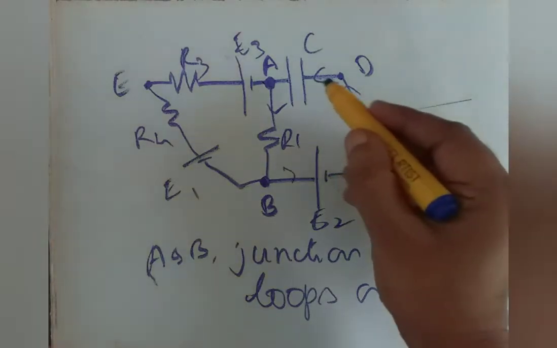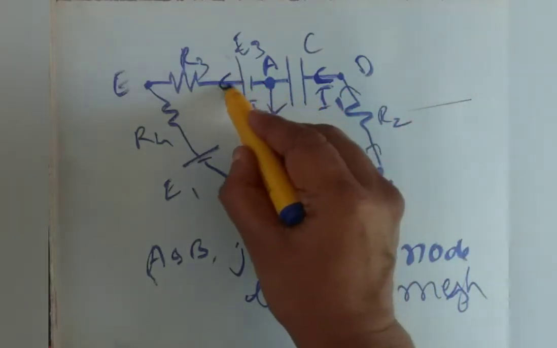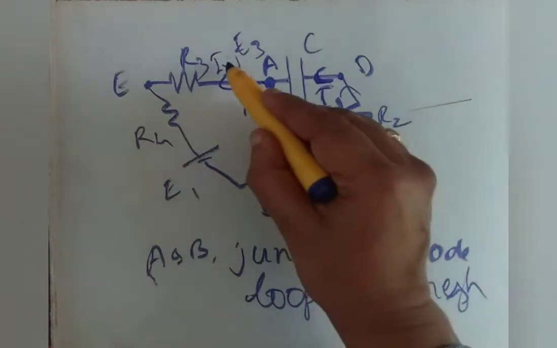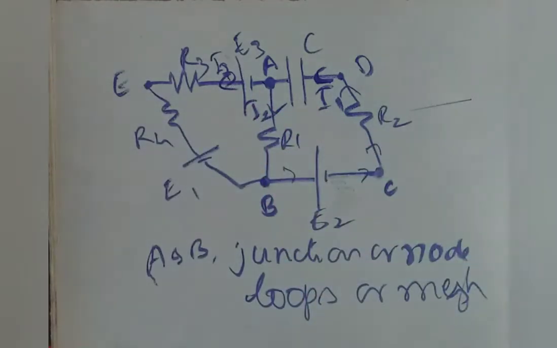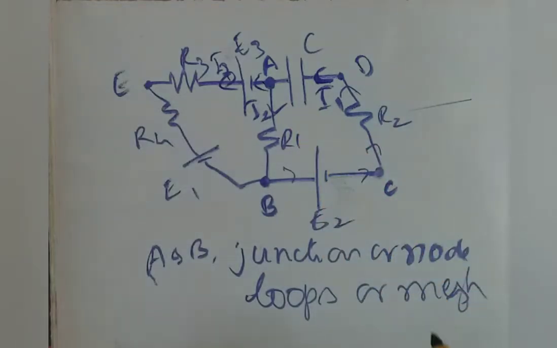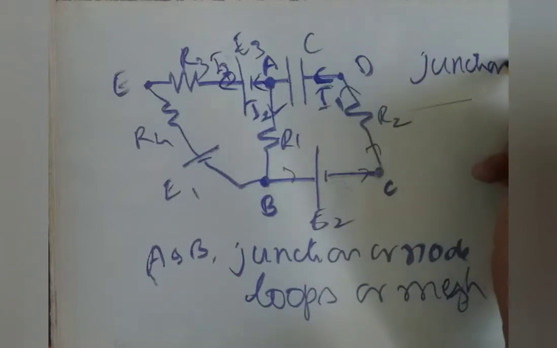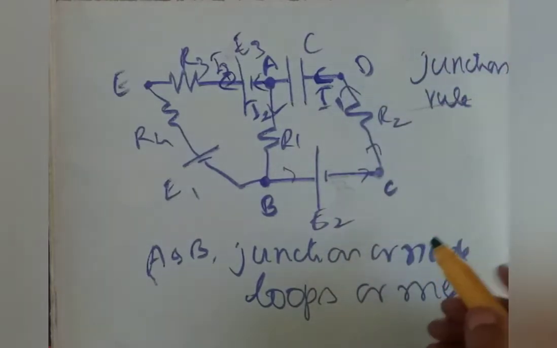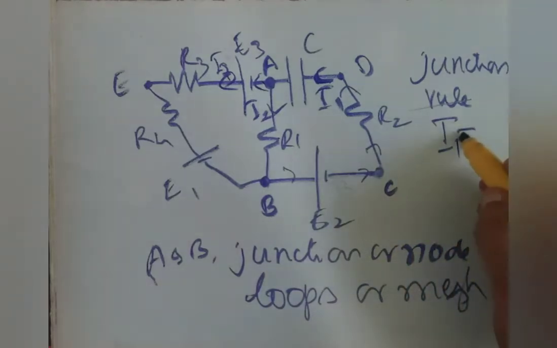Observe in this example itself, if I take this as I1 current, this as I2 current, and this as I3 current, then for node A, I1 is entering, I2 and I3 are leaving. That means according to the junction rule, or law of junction or law of nodes, the sum of currents entering, here only one current I1, is equal to the sum of currents leaving, I2 plus I3.